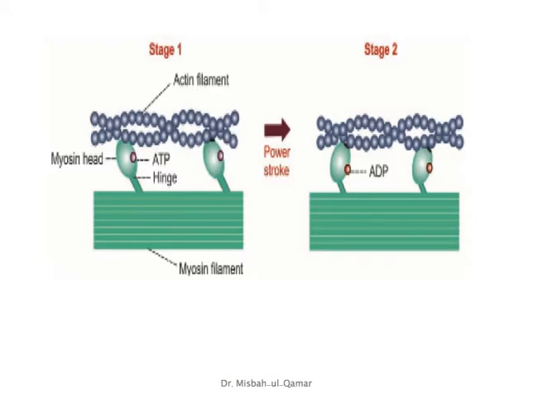All right, here you can see the term power stroke. Power stroke is the tilting of the myosin head after it attaches with an active site, and this tilt causes the filaments to slide towards the center of the sarcomere.